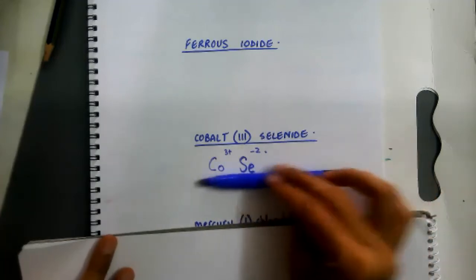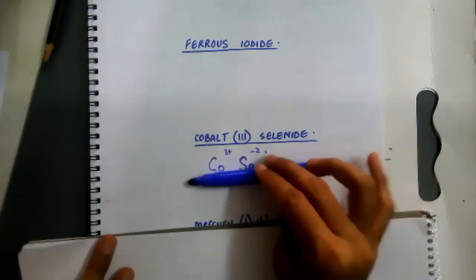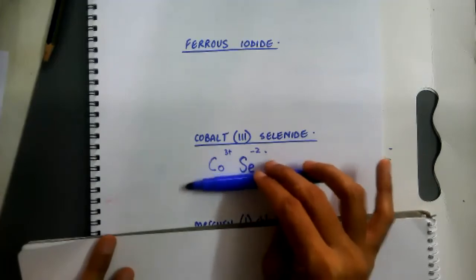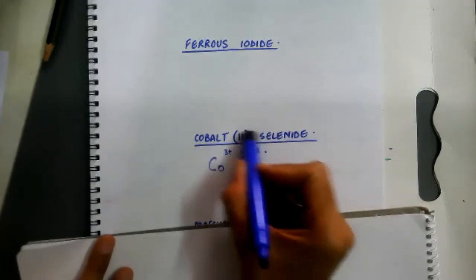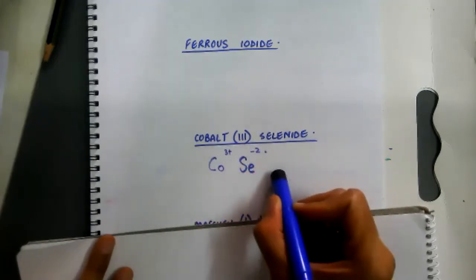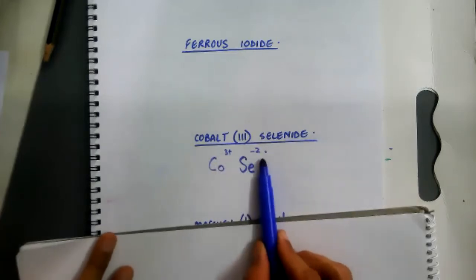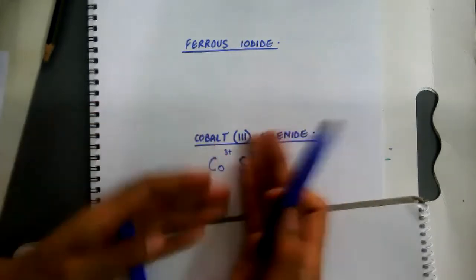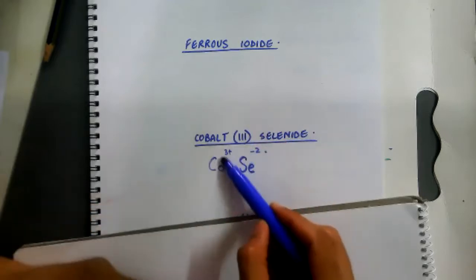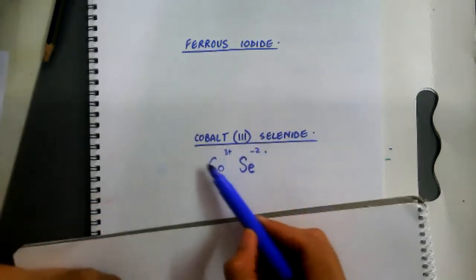Because they form one compound, one particle, and particles try to be neutral. So they should add up to 0. That's very important. Remember the charges on the ions. That's why they're combining together to neutralize each other. So they should add up to 0.